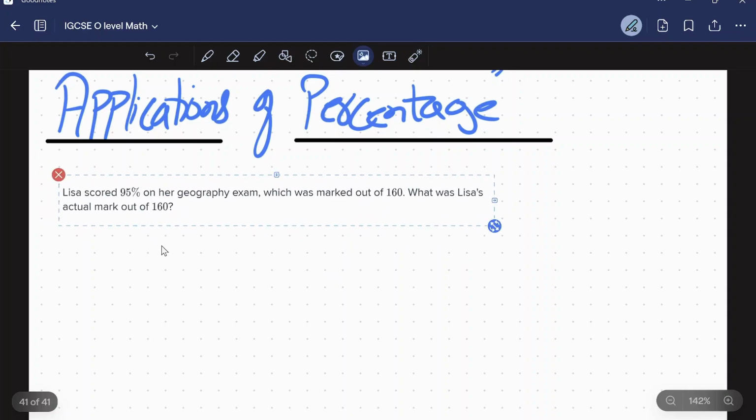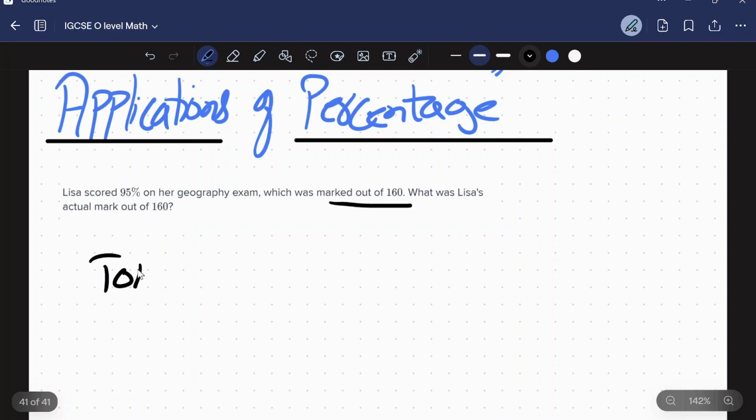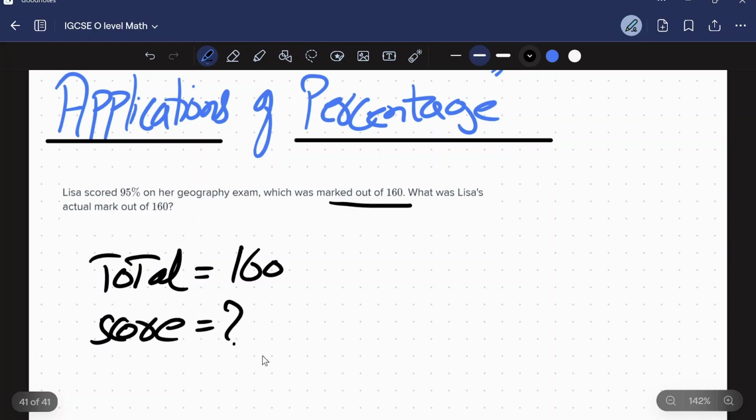So the first question: Lisa scored 95% on her geography exam, which was marked out of 160, right? So we know the whole is 160. And what was Lisa's actual mark out of 160? All right, so the problem is we know the total marks, which is 160. We don't know how much she scored, in numbers. However, we know the percentage of marks she scored, which is 95%.